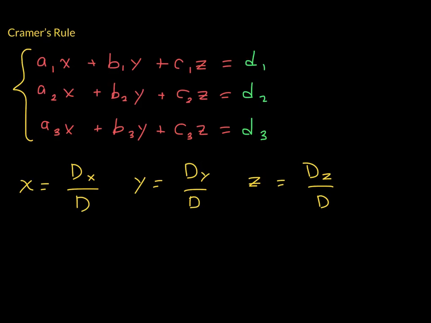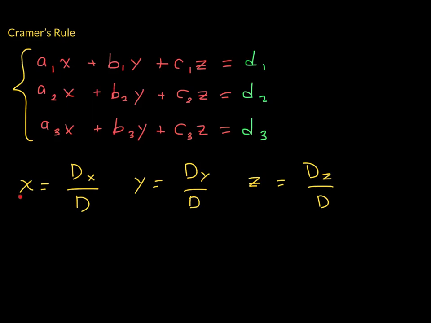The solution is an ordered triple, x, comma, y, comma, z. It's the point at which these 3 planes intersect. Each of these equations in 3 variables defines a plane. So we want to find where these 3 planes intersect. If they intersect at all, they will intersect at a point of intersection, an ordered triple.